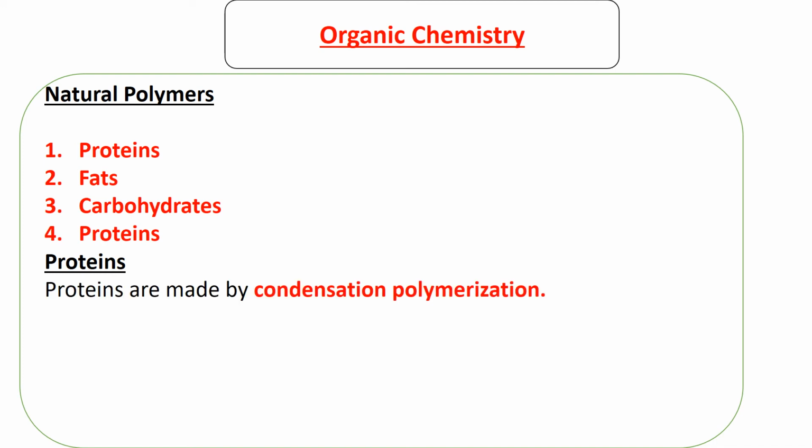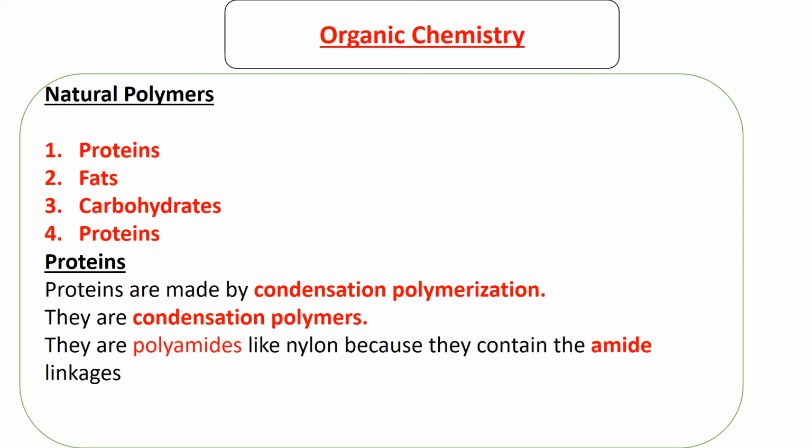Proteins are made by condensation polymerization. They are condensation polymers because they are made by condensation polymerization. Like I said, they are polyamides, just like nylon, because they contain amide linkages. The monomers for proteins are called amino acids. So amino acids are connected by the amide linkage to make proteins.